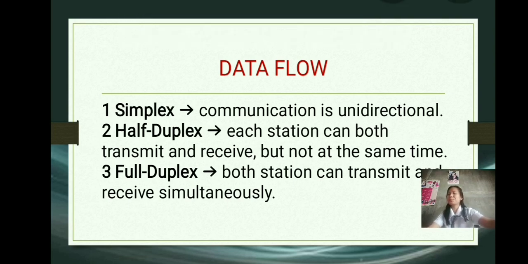So that means both connected devices can send and receive data simultaneously. For example, the mobile phone that we use is an example of full duplex, where we communicate simultaneously because both devices can send and receive data at the same time when we are using mobile phones. So that is the data flow.